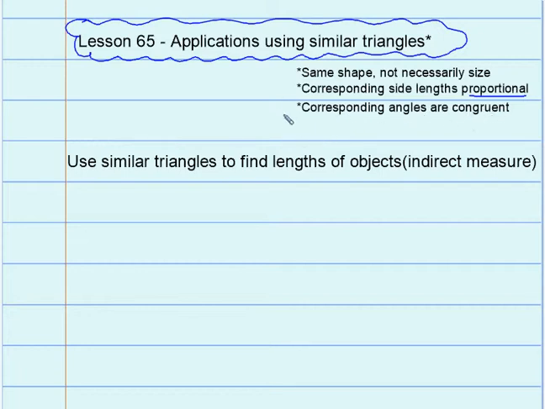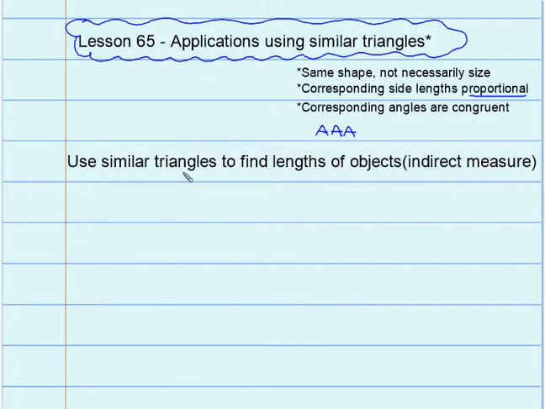And one of the ways that we know we have similar triangles is if all three angles are the same. Angle, angle, angle similarity. So if all three angles are congruent, we know we have similar triangles, and we're going to need to remember that to determine if we have similar triangles first, and then remember that corresponding side lengths are proportional, so we write a proportion.